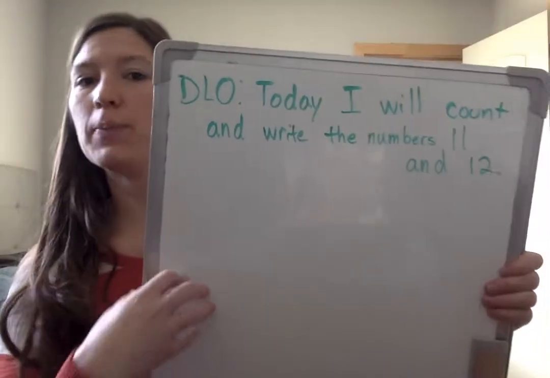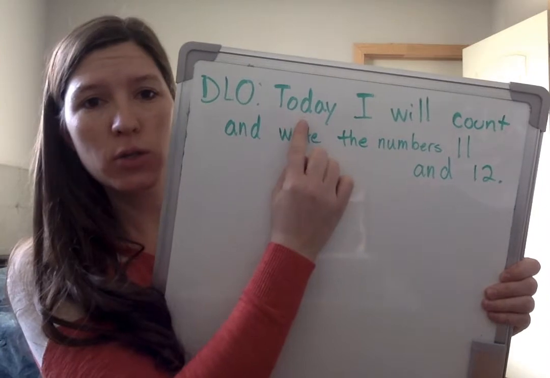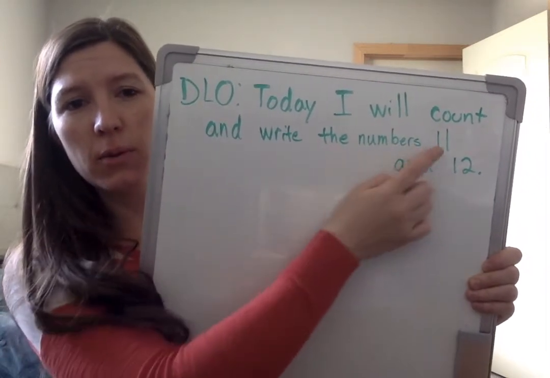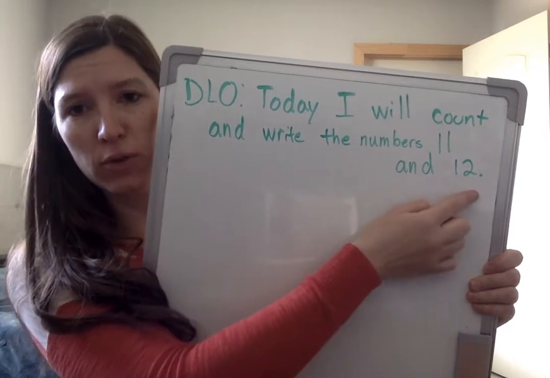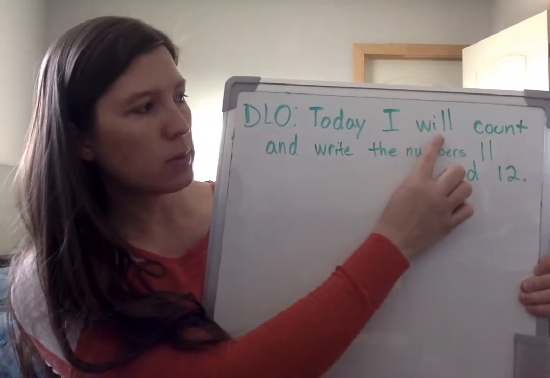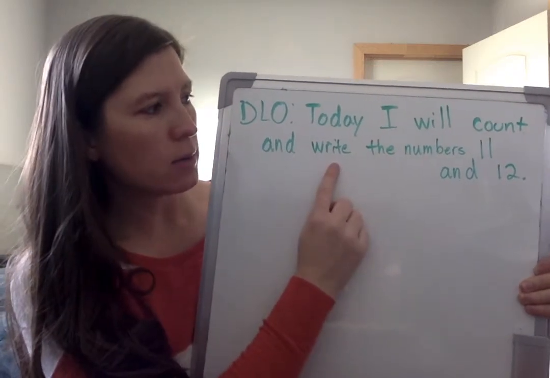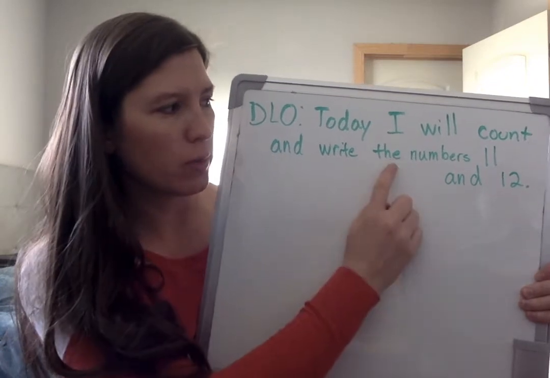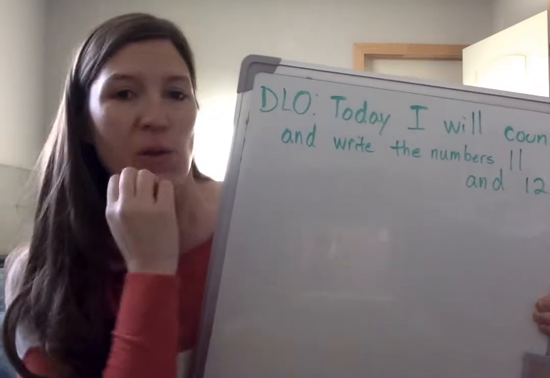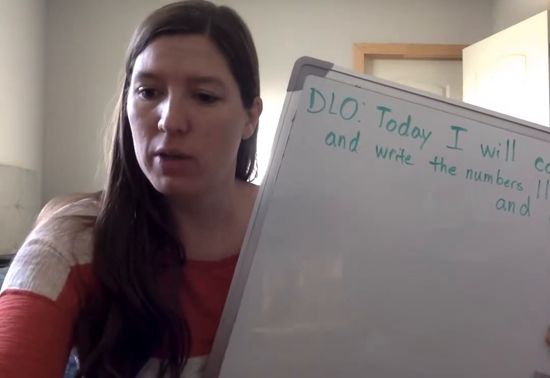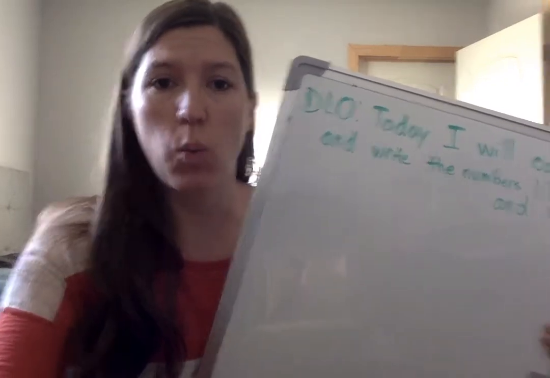Okay, here's our DLO, our daily learning objective. Today I will count and write the numbers 11 and 12. Now it's your turn. Today I will count and write the numbers 11 and 12. Okie dokie. So let's review our teen numbers. Numbers in the teen, they start with a 1.